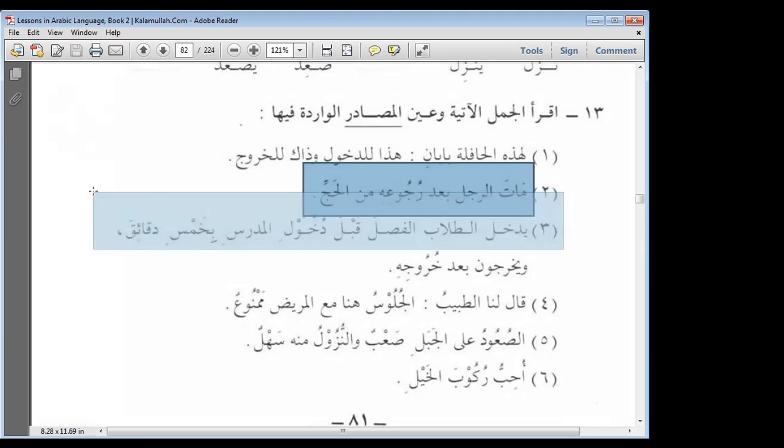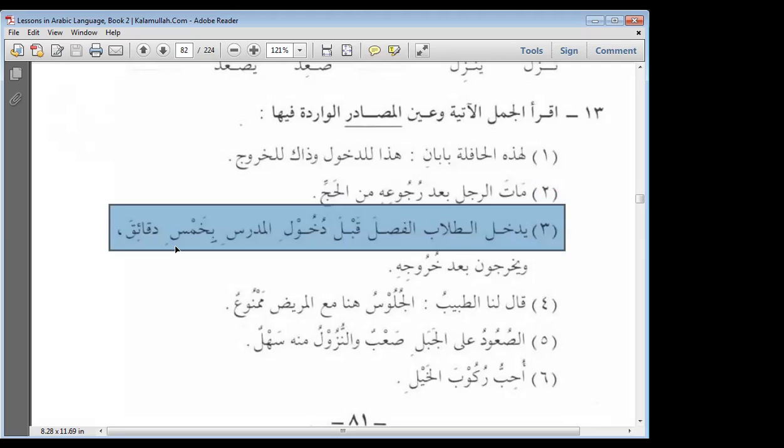Next one. Oh, by the way, where is the masdar in that sentence? Where is the masdar? مات الرجل بعد رجوعه من الحج. Where is the masdar?